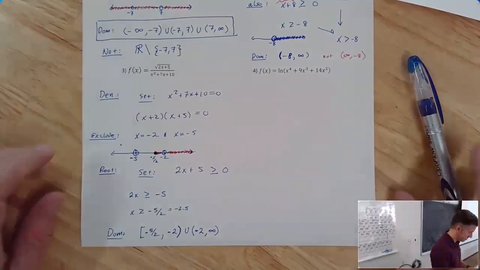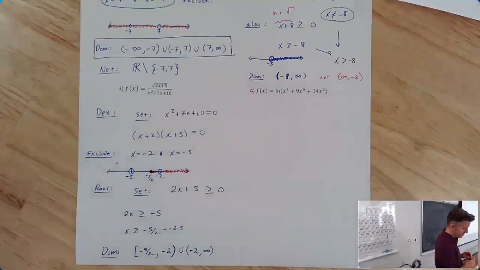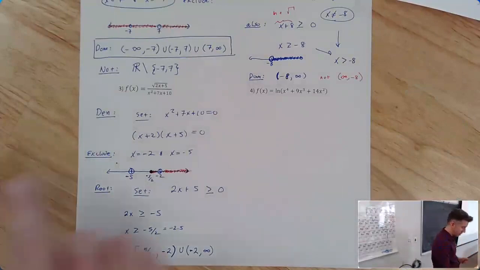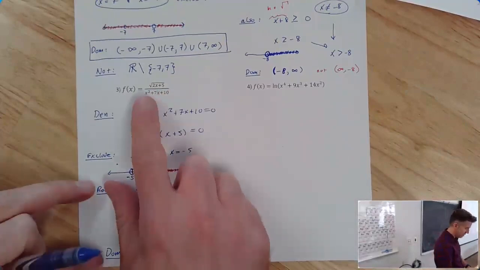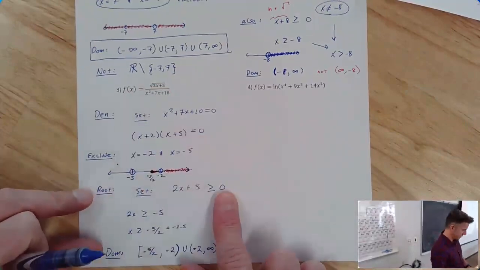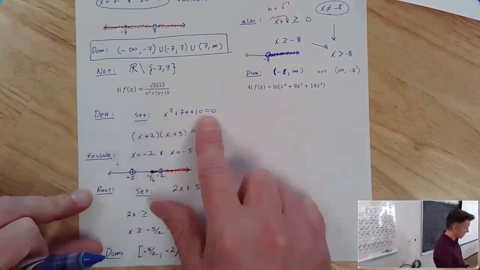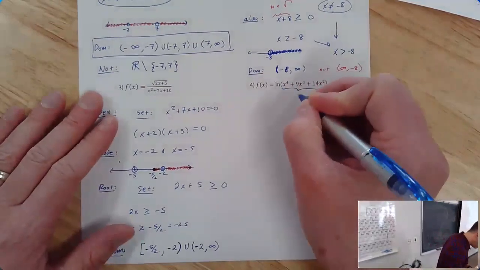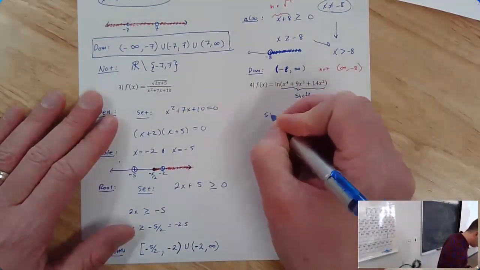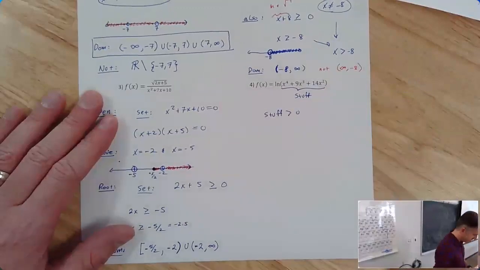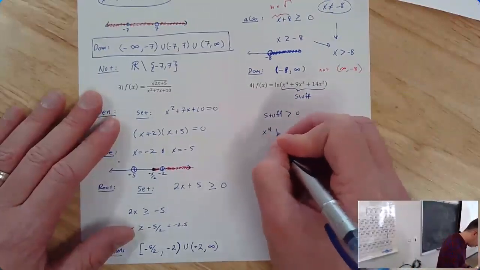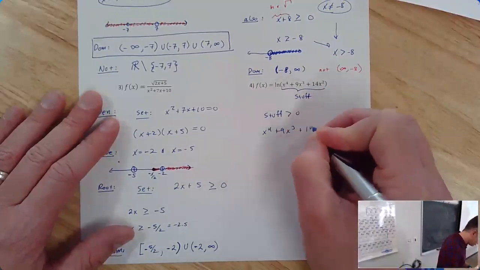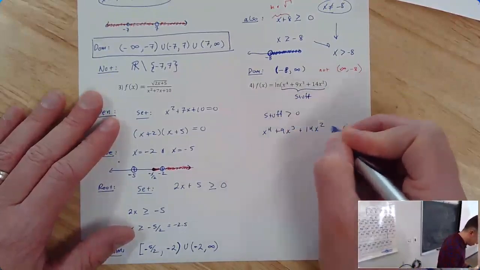Okay. Last one on this page, the natural log of some stuff. Stuff is a word I use all the time. I've got the square root of some stuff over some stuff. For the square root, the stuff had to be greater than or equal to 0. For dividing by some stuff, I'm going to exclude where it's equal to 0. Here I've got the natural log of some stuff, and that stuff had better be strictly greater than 0. So x to the 4th plus 9x cubed plus 14x squared had better be strictly greater than, not equal to, 0.